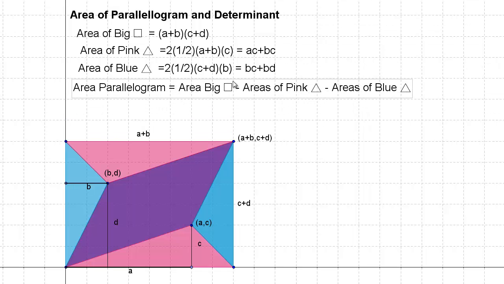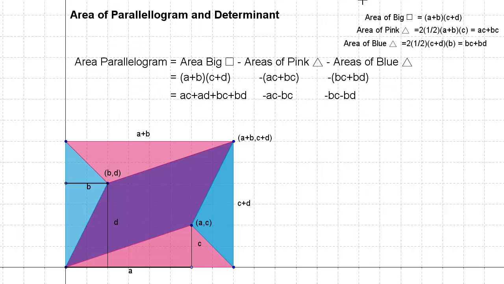So the area of the parallelogram, again, is the area of the big rectangle minus the areas of the pink triangles minus the area of the blue triangles. So if we substitute in what we know about them, we'd have A plus B times C plus D, minus the quantity AC plus BC, the area of the pink triangles, minus BC plus BD, the areas of the blue triangles. It's important that we distribute those negative signs to both terms in each of those parts. So when we distribute out this binomial here, we get AC plus AD plus BC plus BD for the area of the big rectangle. And then we distribute those negatives to these other terms.